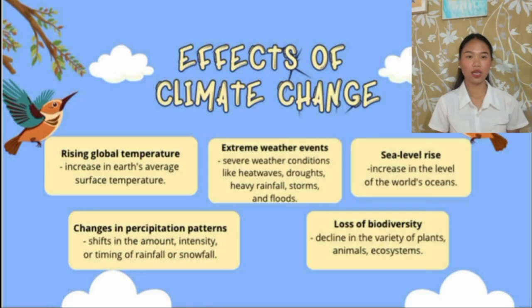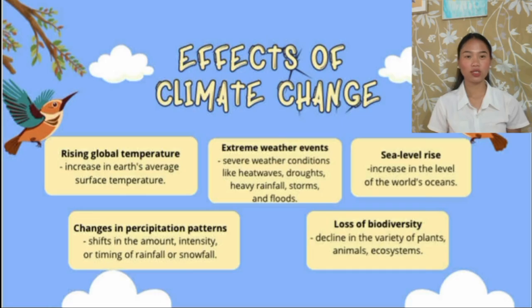The next one is sea level rise. Increase in the level of the world's oceans. So ang cause ani is melting glaciers and ice sheets, and then thermal expansion of water. So what is the impact man? So ang impact ani is coastal erosion, flooding, and saltwater intrusion.